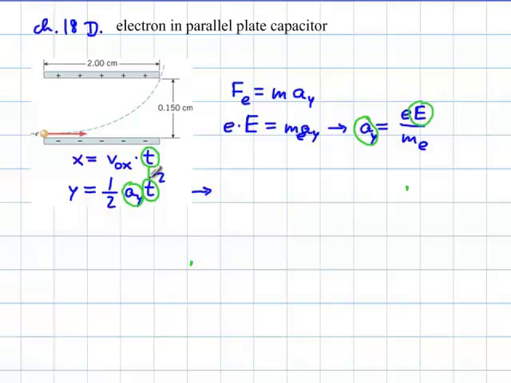So when I substitute this one in there, and this other equation in there, I have eliminated the acceleration, and I have eliminated time, and the only unknown I will have is the electric field, because everything else is given. Charge of the electron, mass of the electron, the initial speed is in the problem. You can see the x here, 2 centimeters. You can see the y here, 0.15 centimeters. So that's why I do all this algebra.